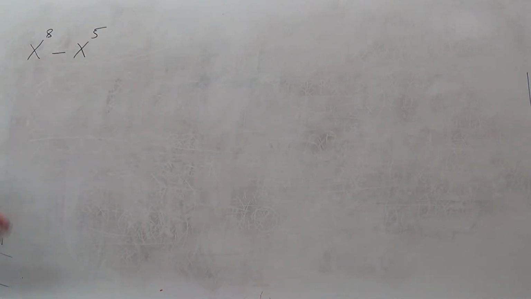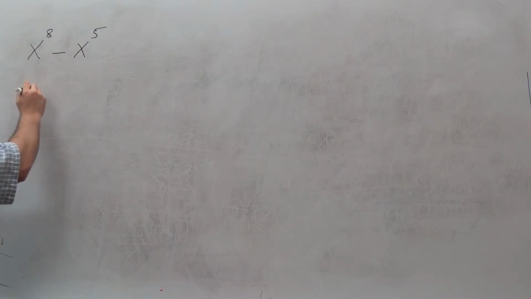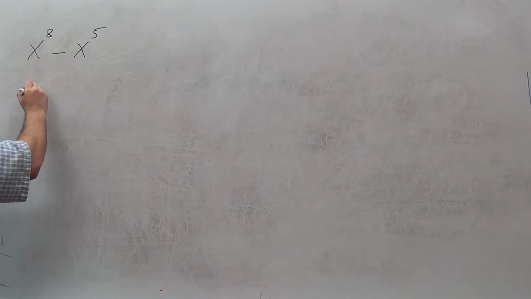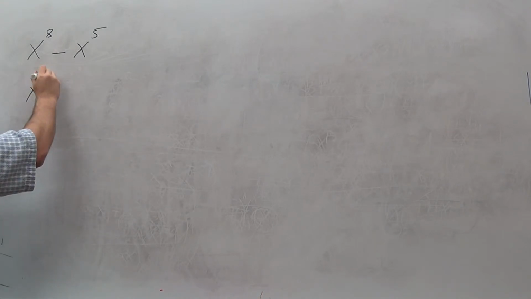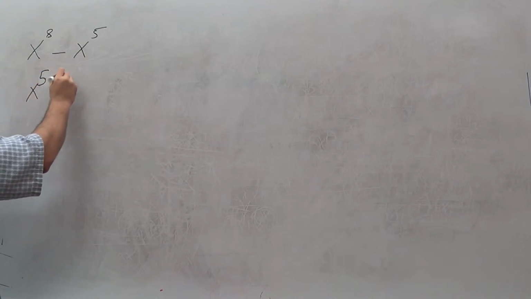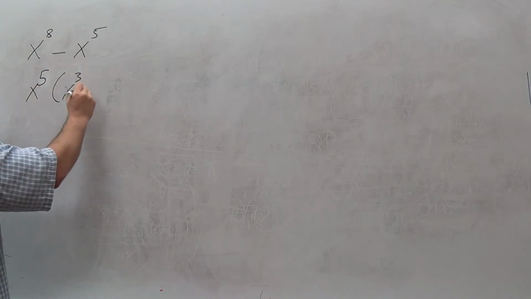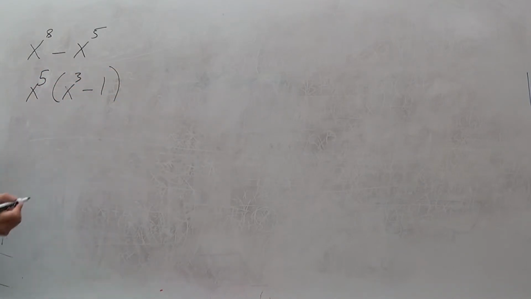Okay, so x to the 8 minus x to the 5. Let's factor this one out. Now, if I pull out what they have in common, I note that this is x to the 5 times x cubed minus 1, right?